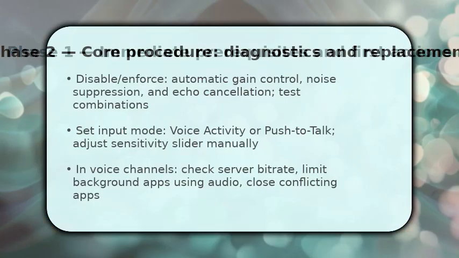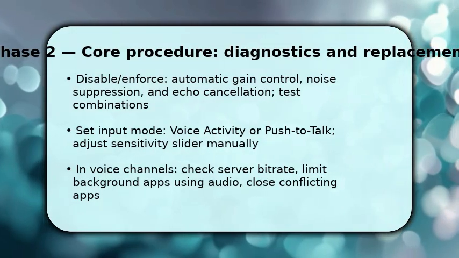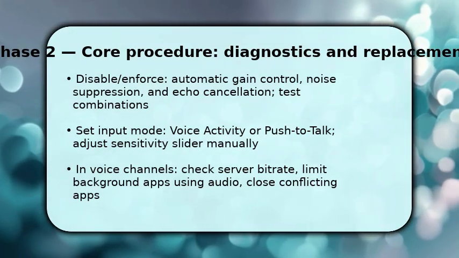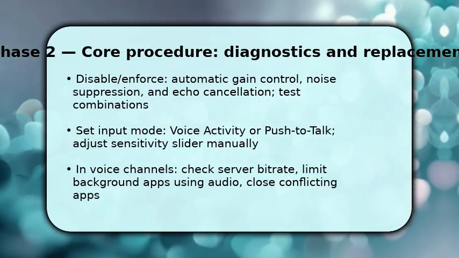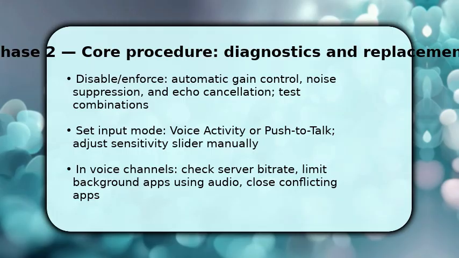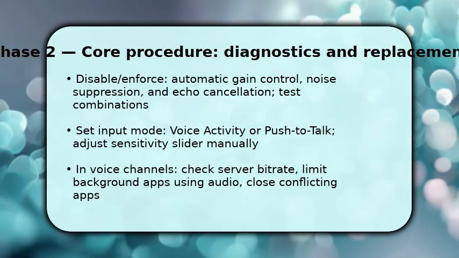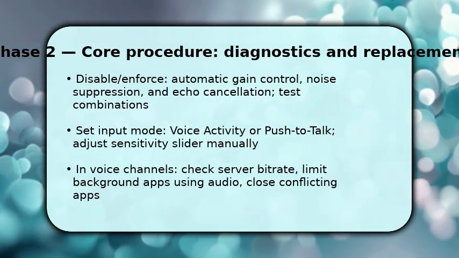Now tune Discord's internal processing so audio is clear. Open voice and video, toggle noise suppression and echo cancellation, and try disabling automatic gain control because it can pump or squash audio. Next, choose between voice activity and push-to-talk.